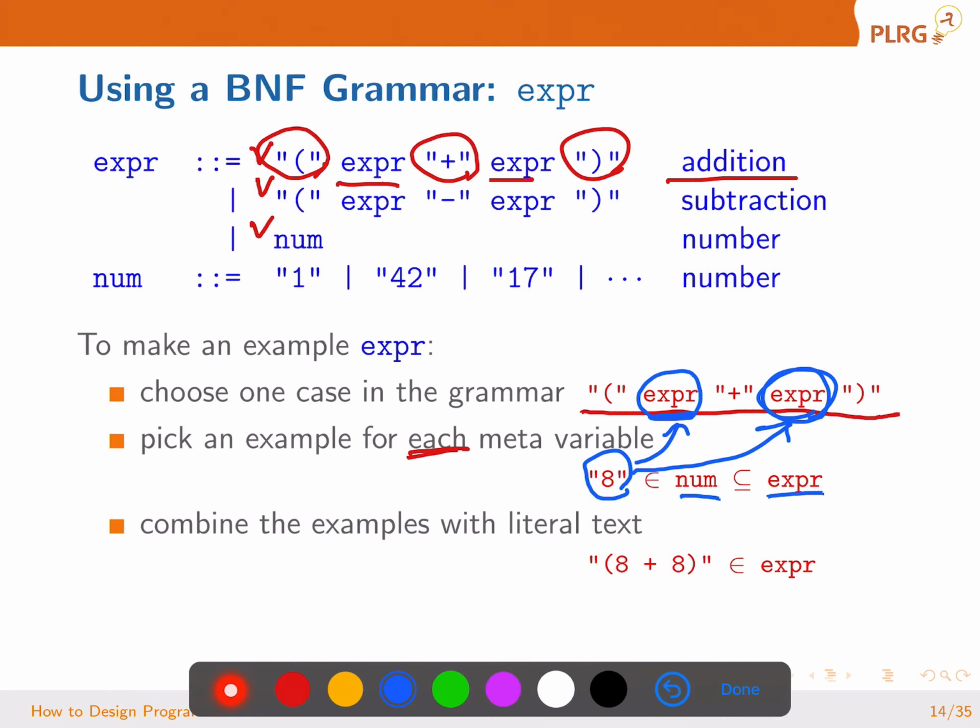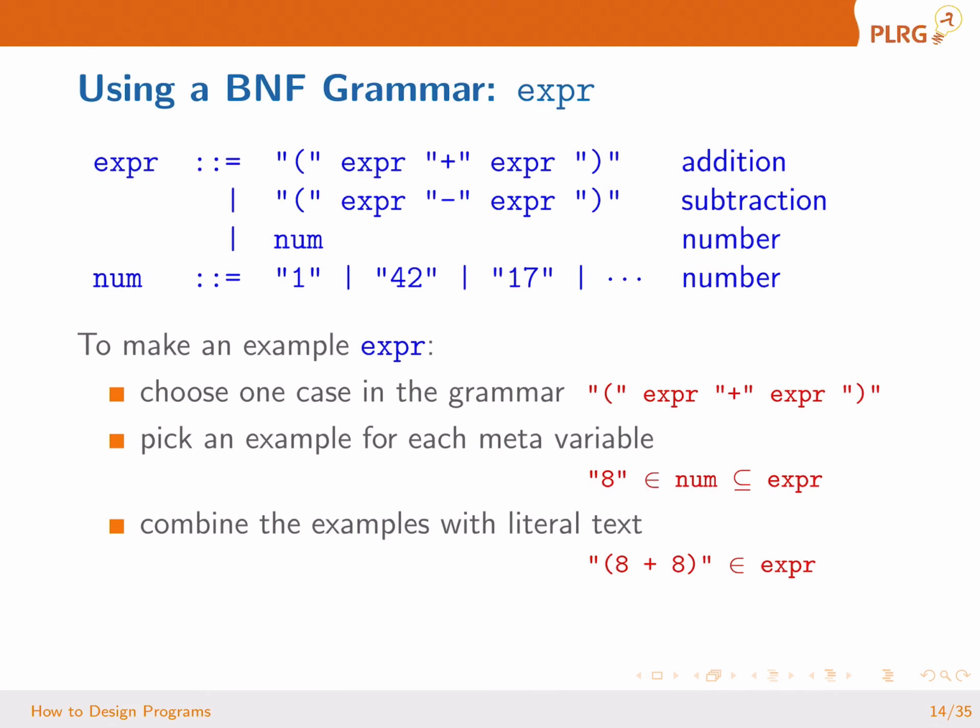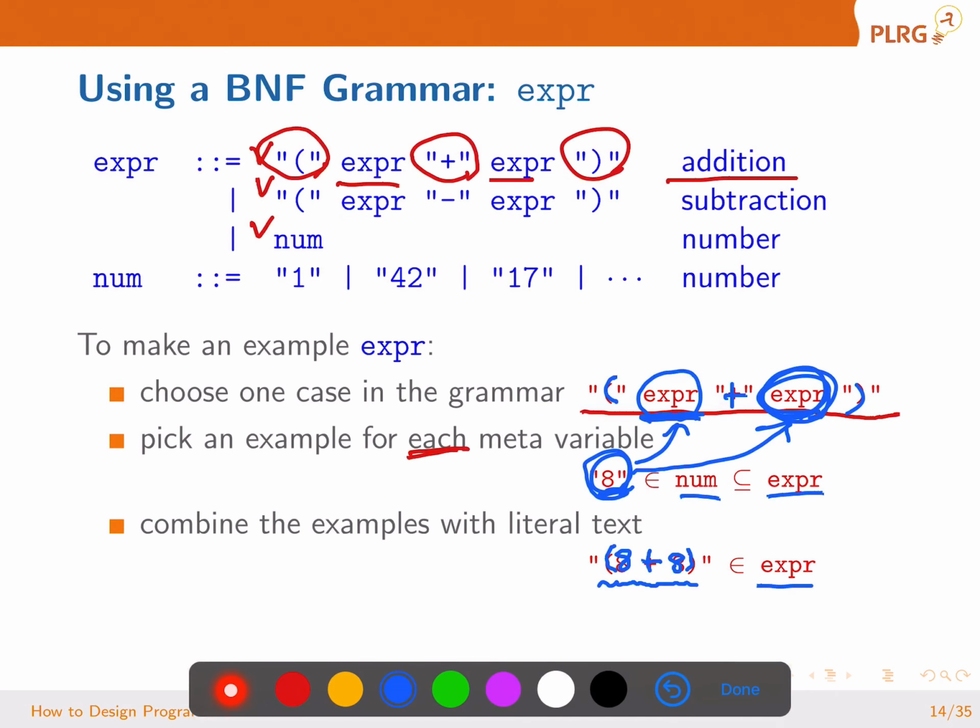Oh, okay. So this is going to be open one expression, which is 8. So 8 plus another expression, which is again 8, close. Yeah, we are done. We combined the examples with literal text and we created open 8 plus 8 close, which is an expression, right? Very good. So let's see another example. Oh, these notes remain just there. That's ugly, but yeah. Let's see the second case.